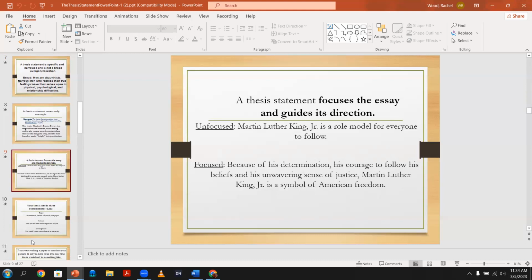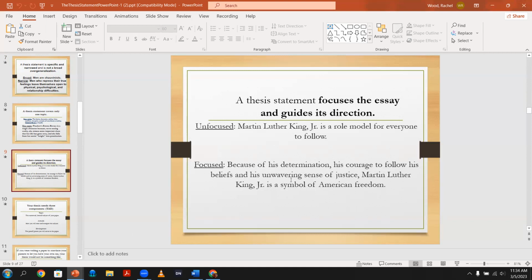So again, this thesis statement starts with the word because. Because of his determination, his courage to follow his beliefs, and his unwavering sense of justice, Martin Luther King Jr. is a symbol of American freedom. You have the 3 points. You have his determination, you have his courage to follow his beliefs, and you have his unwavering sense of justice.